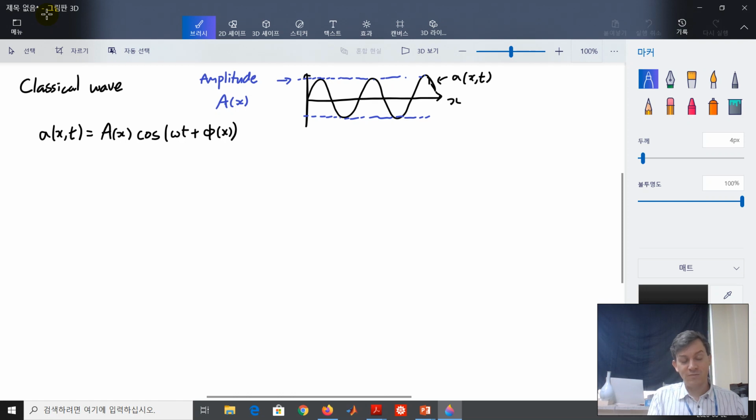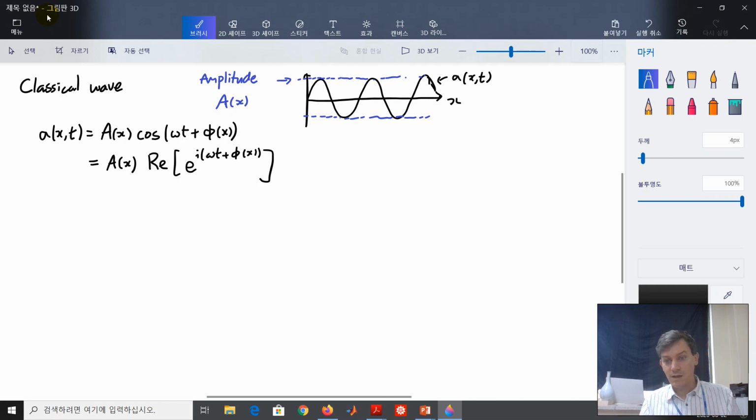We can write this down as a(x) times the real part of e to the i(omega t plus phi). This is why I write cos instead of sine. So this phi(x) here is the phase, and this is what determines whether your wave is going to be up or down, like this.